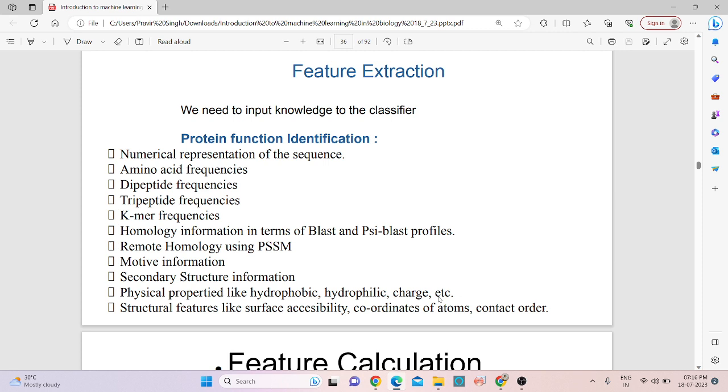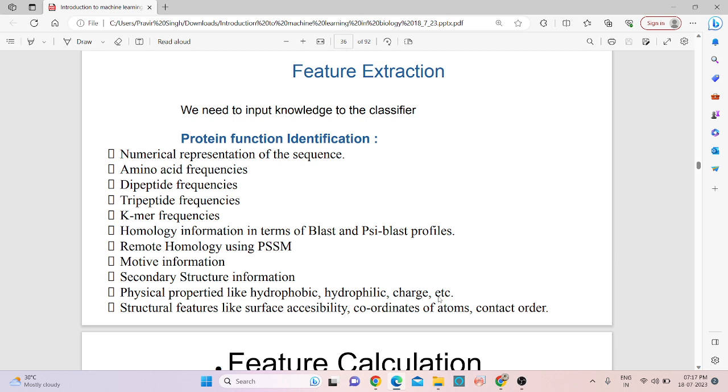We can extract amino acid frequencies, like we extracted 4 nucleotide frequencies from DNA sequences. We can extract 20 amino acid frequencies and then use them as input attributes and then use an algorithm for identification of protein functions. We can extract dipeptide frequencies. If there are 20 amino acids, you can have 400 dipeptides, and then you can use the 400 dipeptides as domain information. You can also extract tripeptides that are 8,000 in numbers.